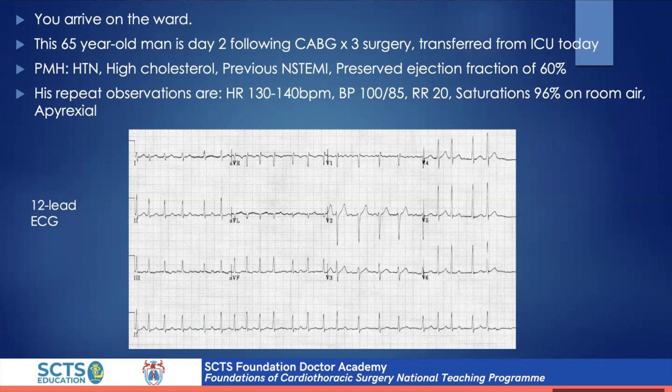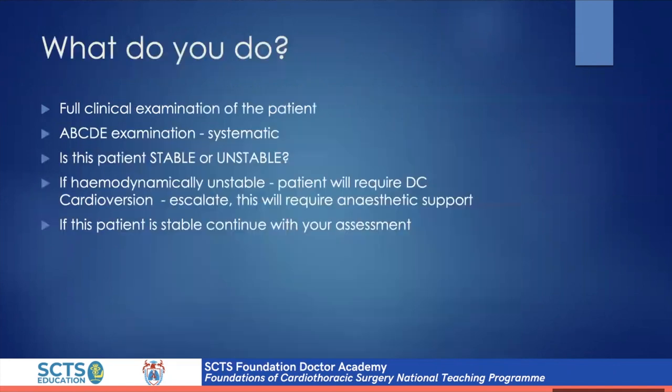That's great. So we haven't done a full assessment of the patient yet. We've only got the observations and we've got the ECG given to us. So the next thing we're going to do is a full A to E assessment of the patient. And definitely electrolytes, that's brilliant. We'll go on to that in a second. So full clinical examination, A to E, systematic approach. Is the patient stable or unstable?